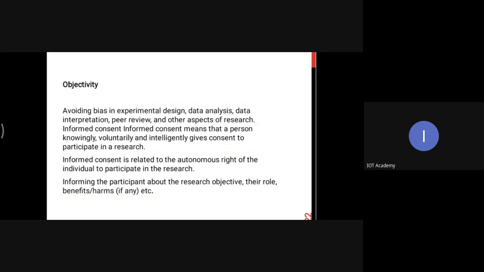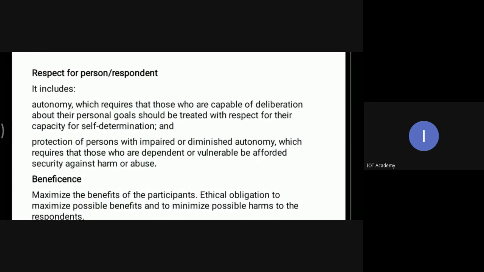So one of the biggest principles of research ethics is objectivity, that we have to inform the participants why we are here, what the risks are, what the benefits are, and there is no compulsion on their part to give the answer. It is their prerogative to decide which questions to answer, which not to answer, whether they want to participate in the research or whether they don't want to participate in the research. It is their prerogative.